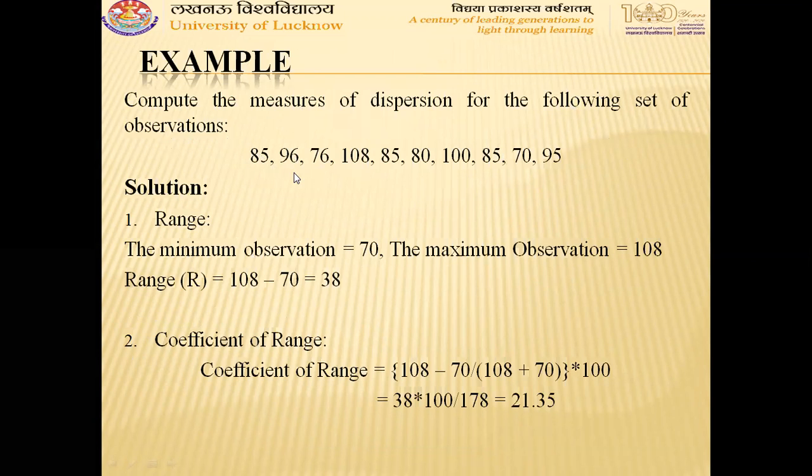So first we compute the range. For range we find the maximum and minimum observation. So minimum observation is 70 and maximum observation is 108. So range will become 108 minus 70, that is 38. And coefficient of range will become 38 divided by 108 plus 70, that is 38 upon 178. That will give 0.2135, and it will be multiplied by 100, so it will become 21.35%.